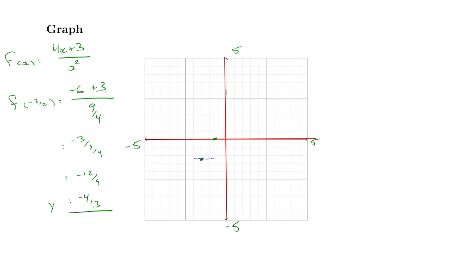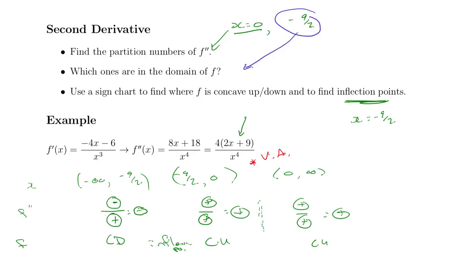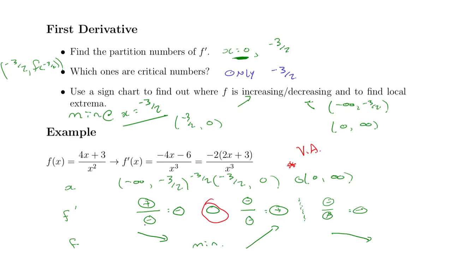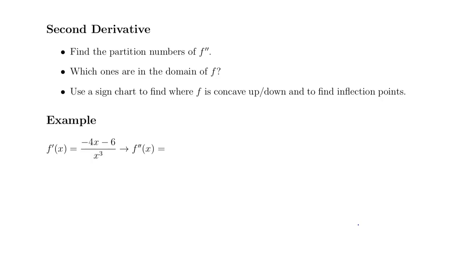I also know that my graph is going to decrease and then increase. Then, after my asymptote, I'm going to decrease again. So we'll keep that in mind. All right, now let's take a look at the second derivative stuff.